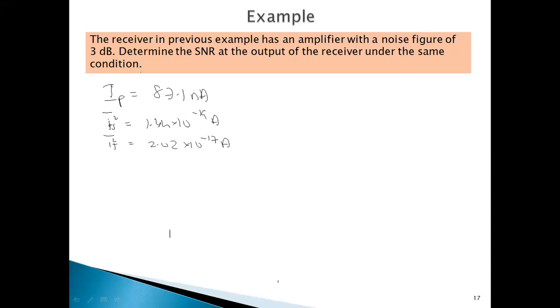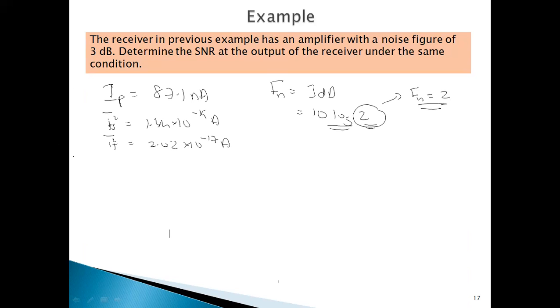Given that the noise figure is 3 dB, if you can recall, the noise figure is given by the symbol Fn. Fn equals 3 dB. In linear scale, Fn is 10 log of 2, so the linear value of Fn is 2. We are going to use this linear value, Fn equals 2, in the subsequent calculation.